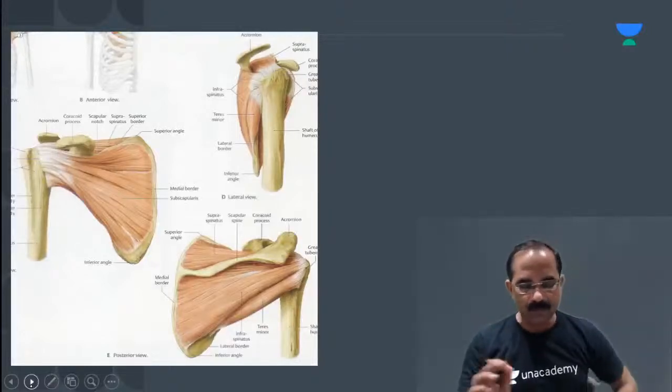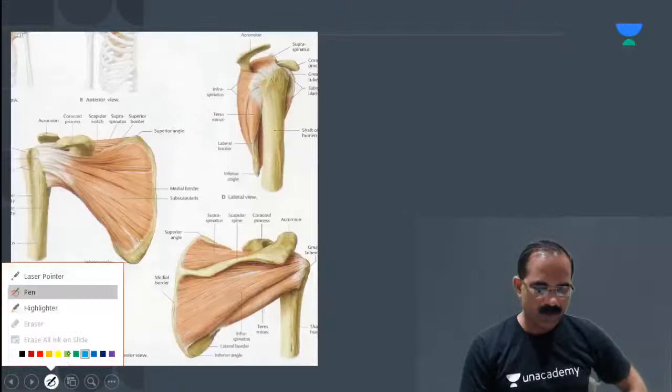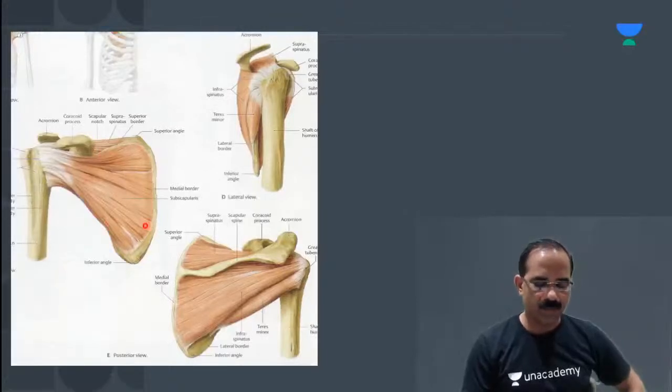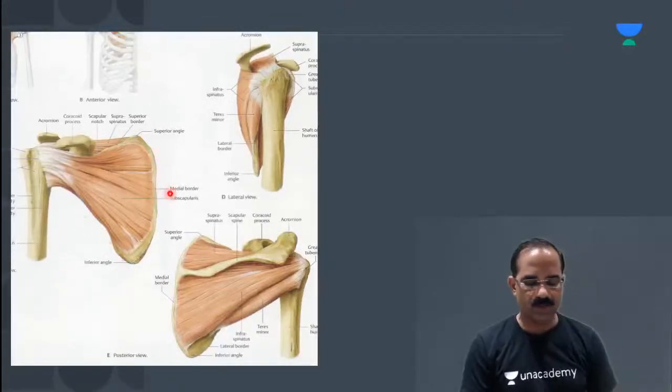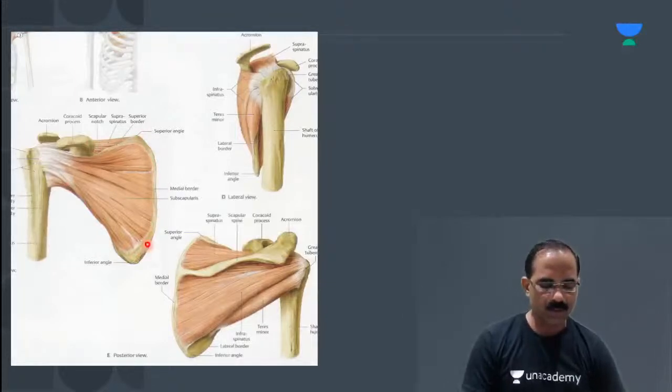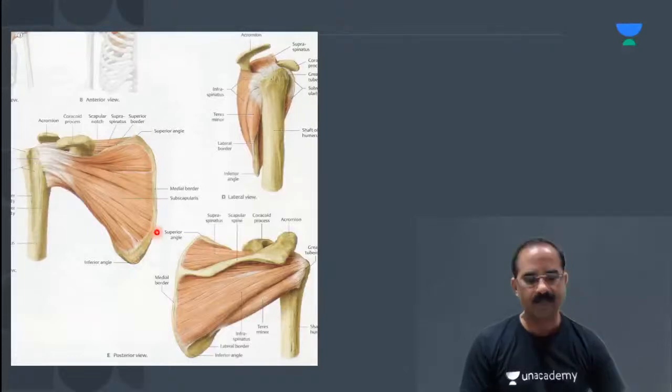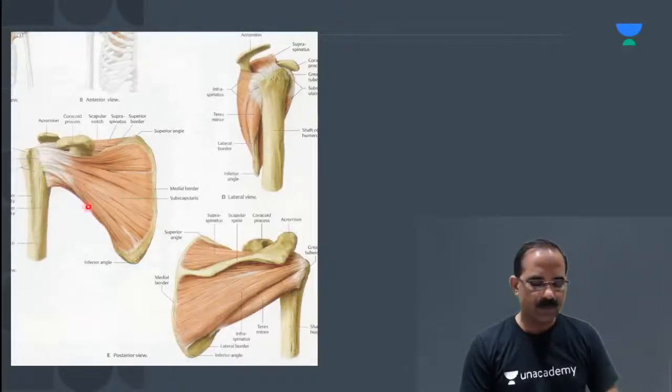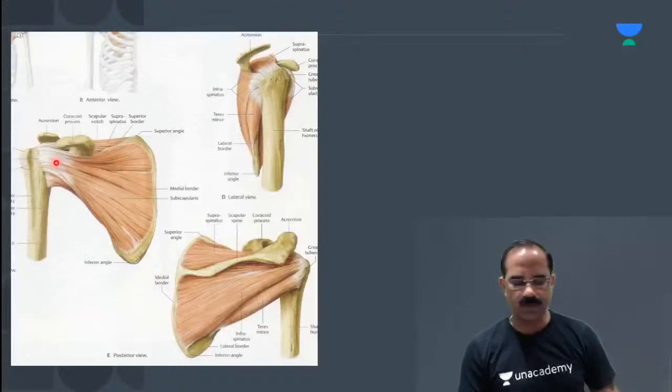Okay. Now, generally, students, what is this surface of the scapula? The costal surface. What is this border here? Medial border. Costal surface and medial border. The muscle attached here is serratus anterior. What is this muscle? Subscapularis. And where is the insertion of subscapularis? On the lesser tubercle. Subscapularis is inserted on the lesser tubercle.